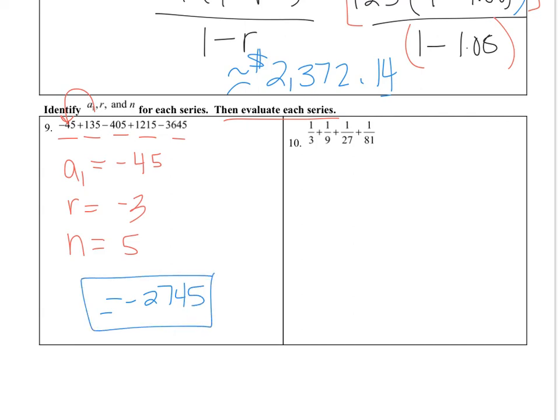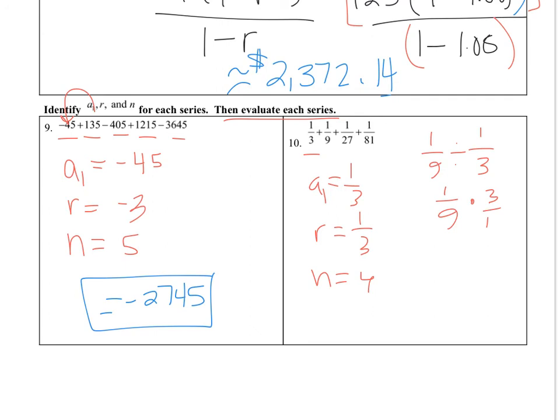Okay, then same with this one. I'm going to do a sub 1 is the first term, it's 1/3. The common ratio is 1/9 divided by 1/3, which is the same thing as 1/9 times 3 over 1, so that's 3/9, which is 1/3. And the number of terms is 4. So with this one, I just think it's faster if you just add up all the fractions.